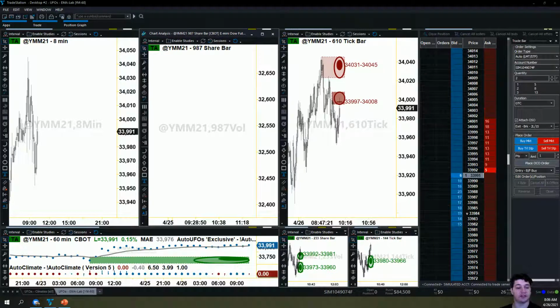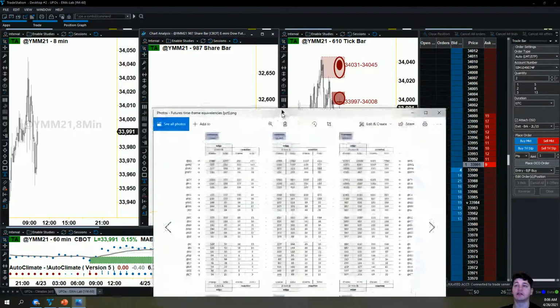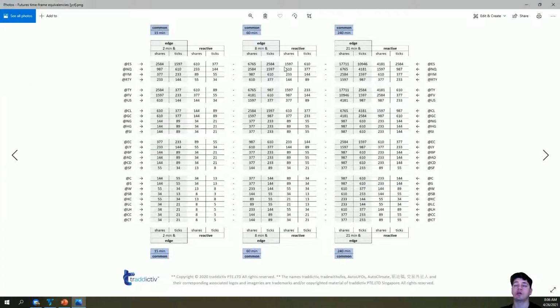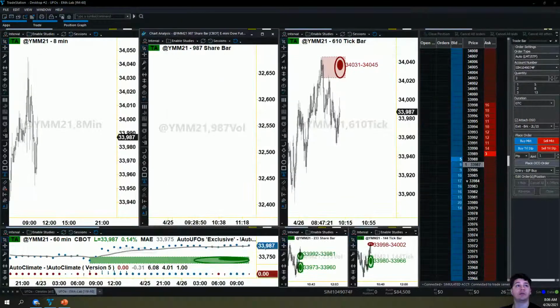Believe me, there's a method to the madness here. What we look at is this snapshot, where we look at the equivalencies between the time frames and the edge time frames. As you see here, we have the Dow, and for the edge time frames, we're going to utilize the 21-minute, the 2584 share bar, and the 1597 tick bar. Let's go ahead and put that together.